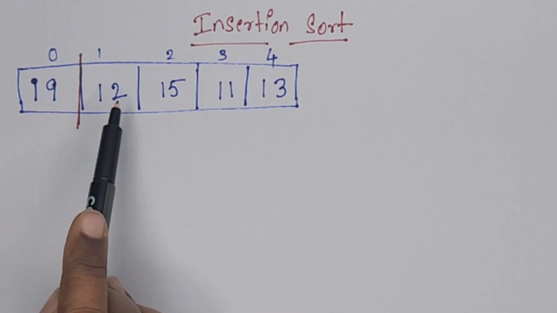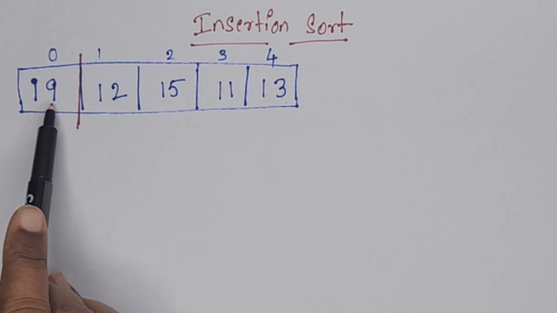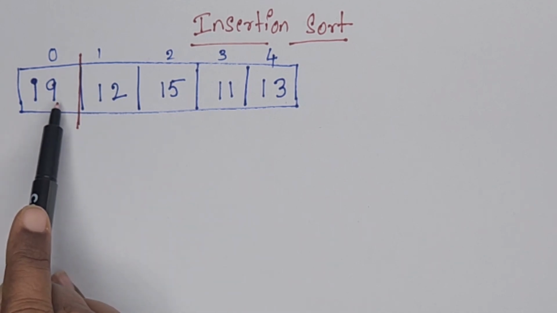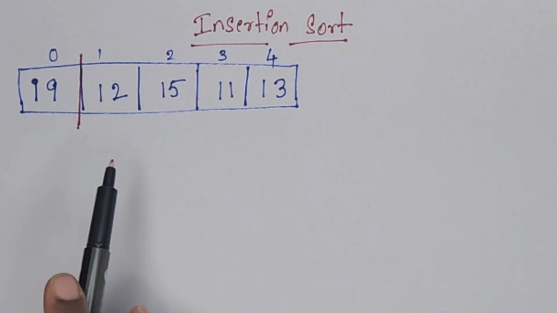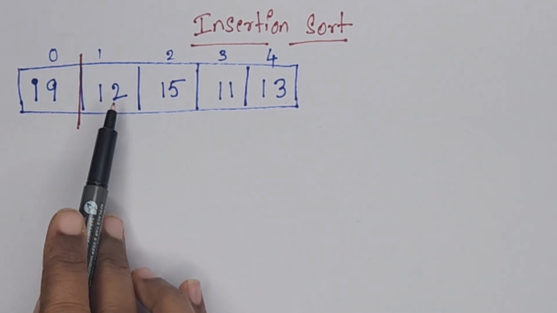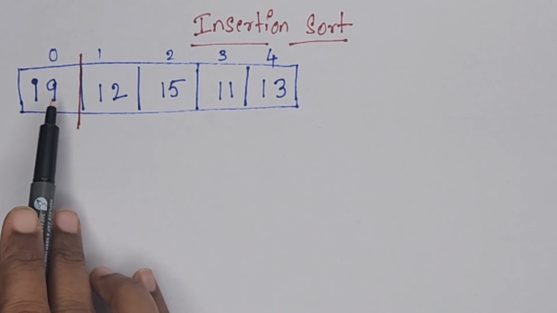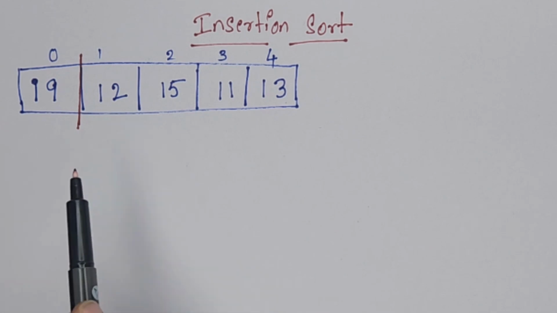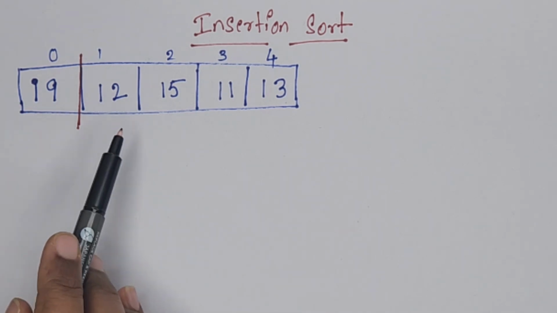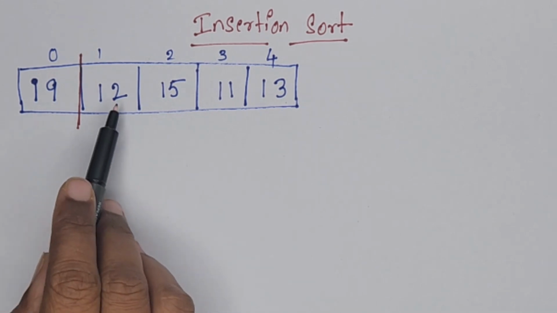Now we have to take elements one by one from the unsorted list and keep them in the sorted subarray. But we do not directly take and put it in the sorted sublist. We have to take one element at a time from the unsorted list and insert it in the proper position. We have to find the proper place, then insert. That is the concept of insertion sort. So we'll take one element at a time.